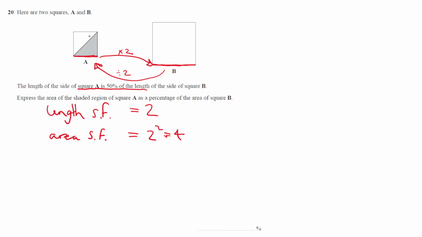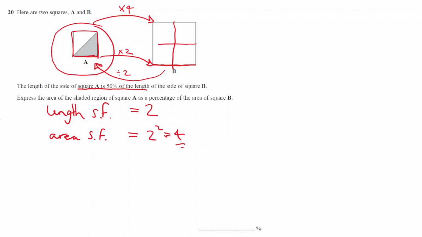Okay, so disregard the shaded bit for a second. I can see that one of those is going to become 4 times larger. This area is multiplied by 4 to become square B. So I thought a nice little diagram to draw here would be 4 of these A's. So 1, 2, 3, 4. So one of those A's becomes 4 of those A's in B.